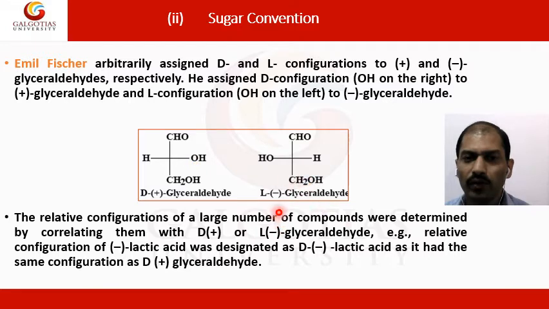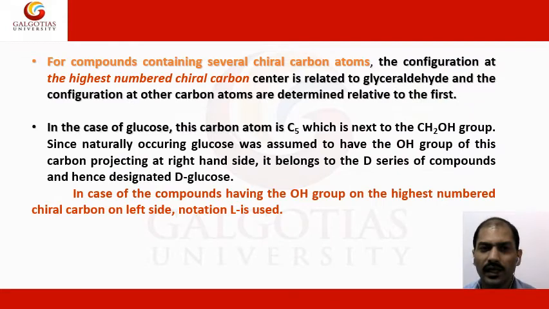Similarly, the relative configuration of a large number of compounds was determined by correlating them with plus and minus glyceraldehyde, because we have to correlate with an already known molecule which is dextro or levorotatory. With respect to that, we have to see whether the molecule, atoms or group is having levo or dextro rotation. By this we can see the DL form.